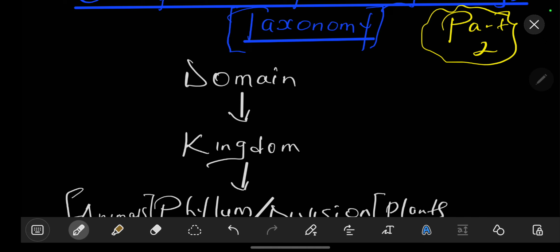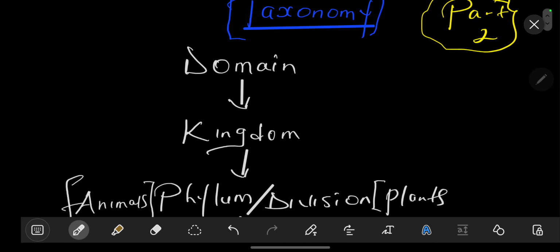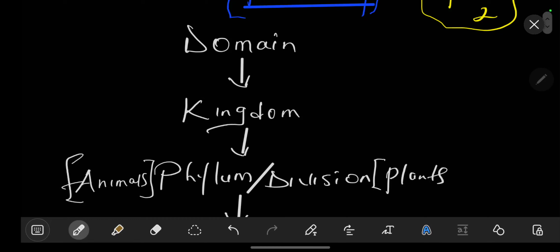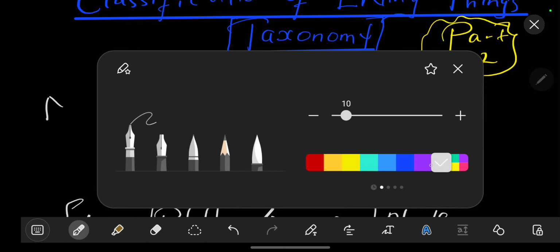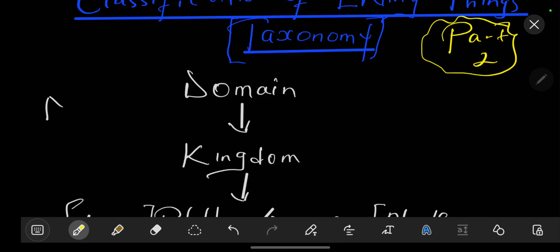Now, there's also something called inclusivity. Then we have exclusivity. The higher part, that is this part, you can see the domain, the kingdom, they are the most. Let me use a different color pen right now.